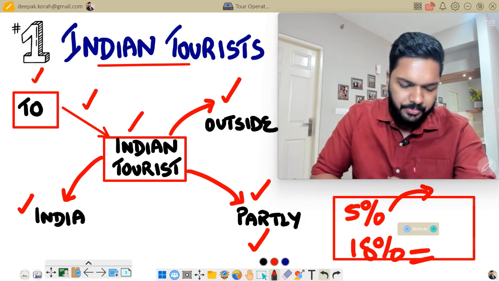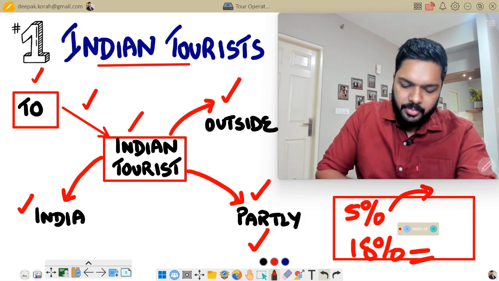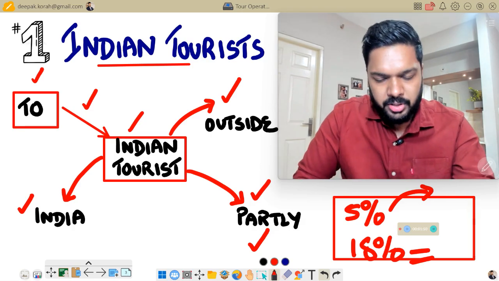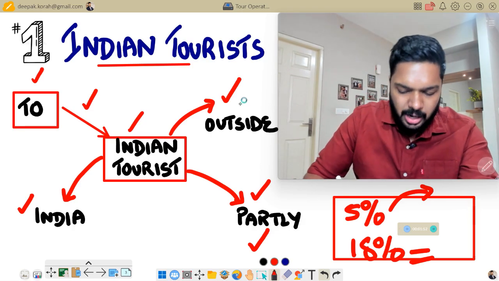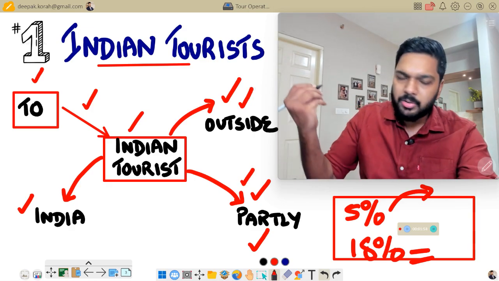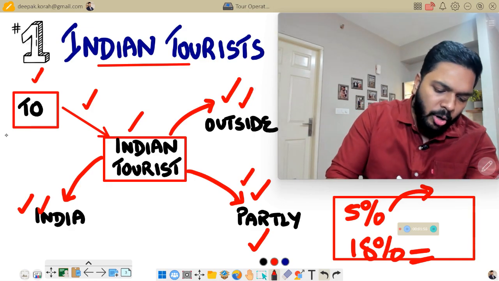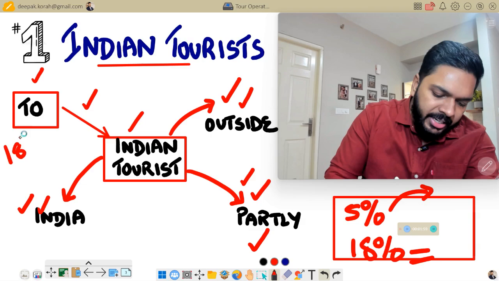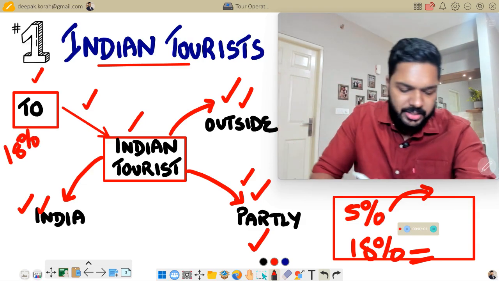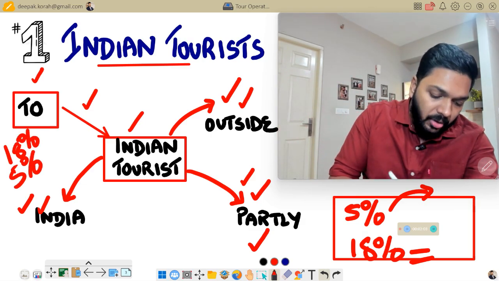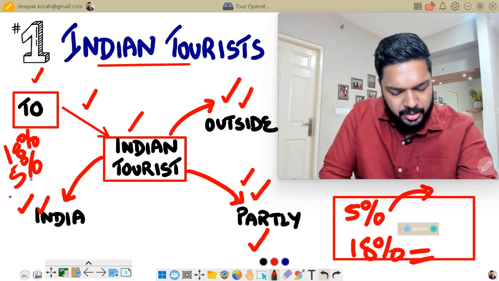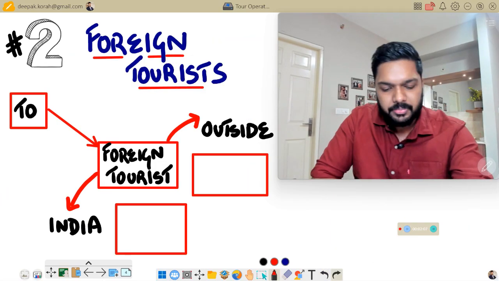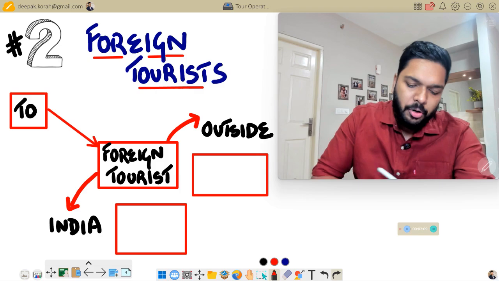or 18% if he wants to avail the benefit of input tax credit. So in this particular case, because the service recipient is an Indian tourist, irrespective of whether the tourist is going outside India, partly in India, partly outside India, or fully in India, the tour operator is bound to charge a GST of 18% with the benefit of ITC and 5% without the benefit of ITC.